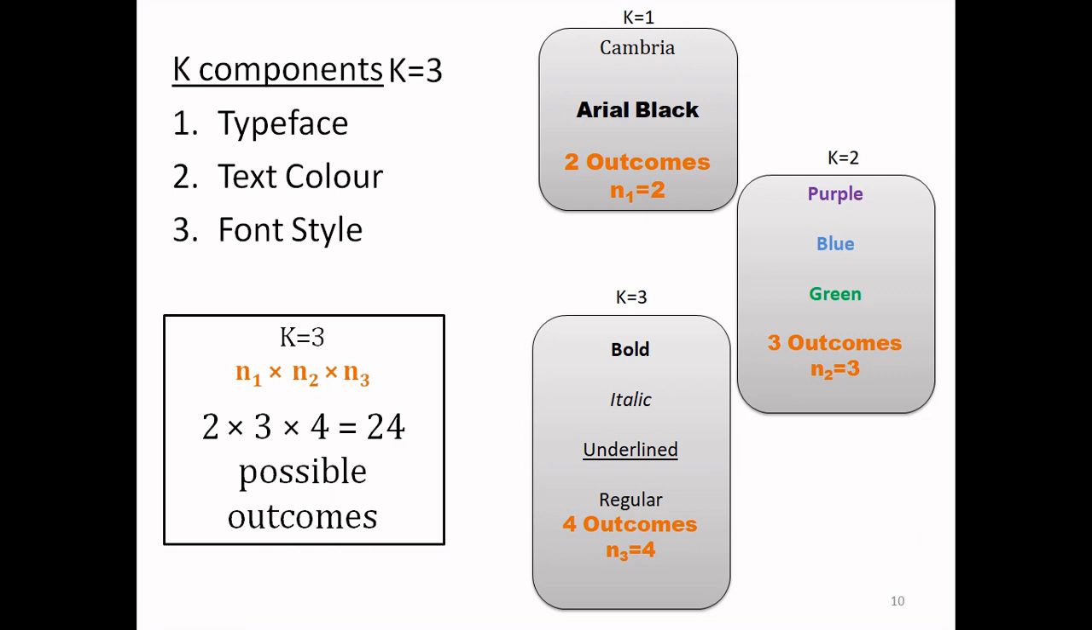So, coming back to our example, we have k is equal to 3 because we were having 3 components: typeface, text color, font style. For each k we have a certain number of outcomes, so we will basically take the product of all of them. We have 2, 3 and 4. Just take a product of all of them and you will get 24 possible outcomes for this particular case.